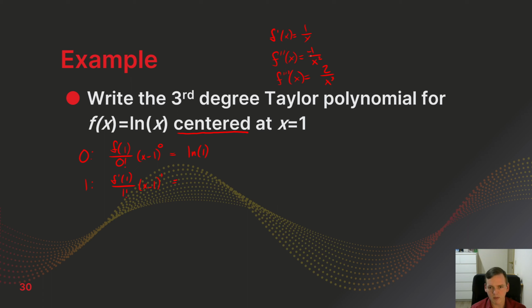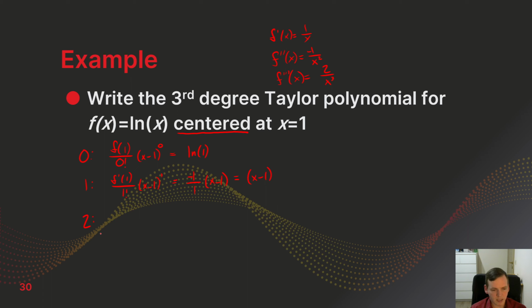So the first derivative at 1 will be just 1, divided by 1 factorial, which is also 1, times x minus 1. So that first term there is x minus 1.